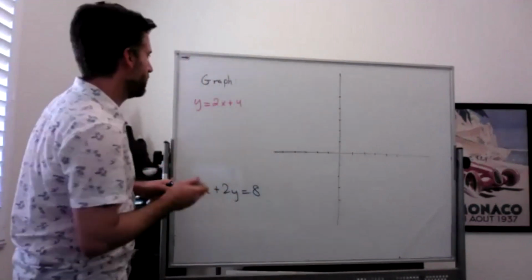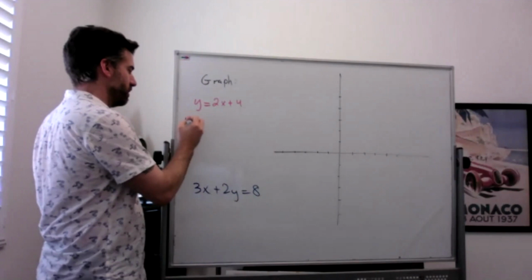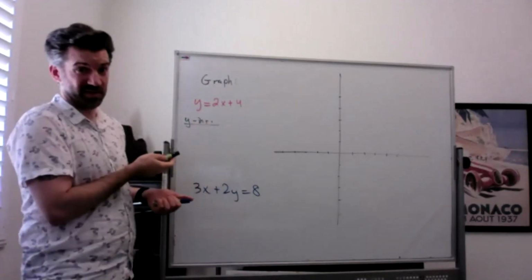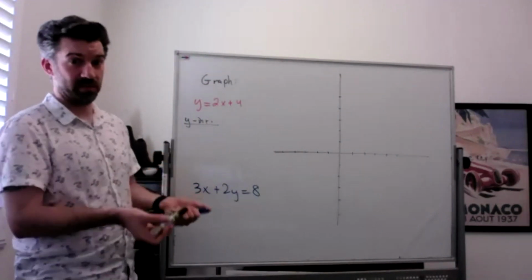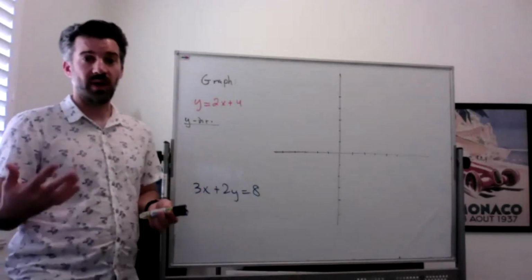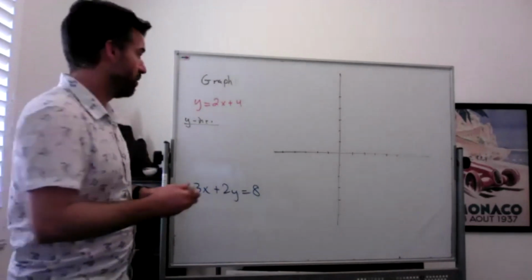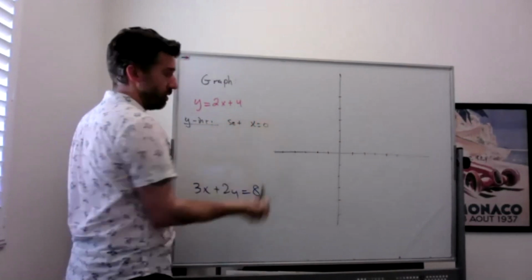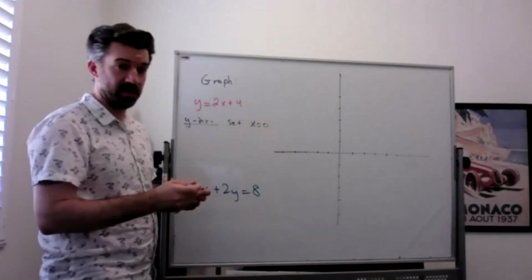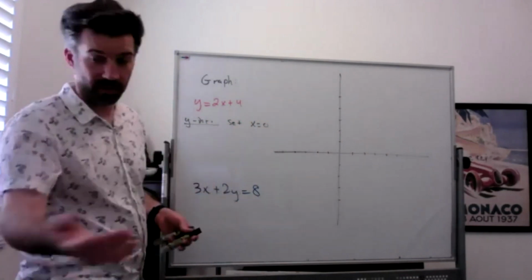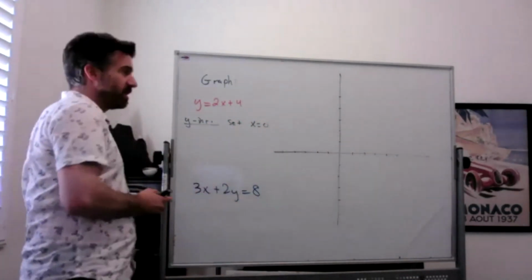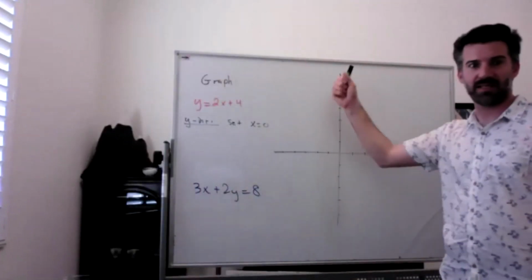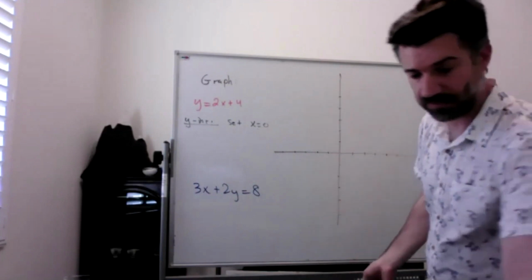So for this first line, I want to find the Y-intercept. Now, we already know the Y-intercept because it's written in the slope-intercept form. The Y-intercept is 4. But I should mention the way we find the Y-intercept is always the same. We're going to find the Y-intercept by setting x equal to 0. We always find the Y-intercept by setting x equal to 0, no matter what kind of graph we're graphing. Because if you set x equal to 0, you haven't moved left or right. So you're on the y-axis. And that's how we find the y-intercept.